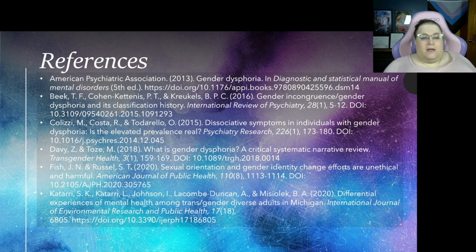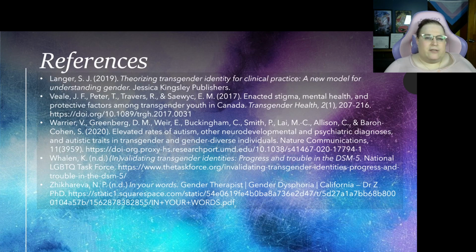Here's the first half of my references. These are the books, websites, and journal articles that I consulted, or at least A through K of those. And then here's the second half, and the first one on there is the Langer book. Again, I really recommend this book if you're interested in the theoretical stuff I talked about today, or if you're interested in just working clinically with trans people. I think it provides some very good perspectives for that in its later chapters, and a really good, albeit very dense, theoretical model in its first couple of chapters.